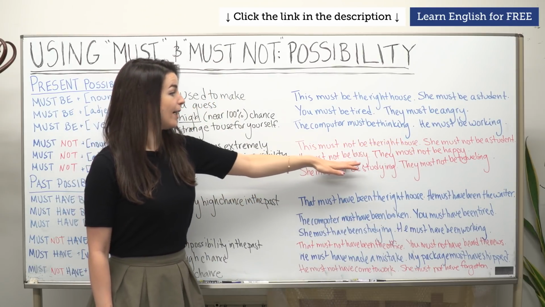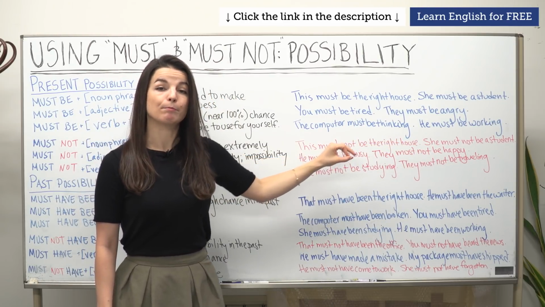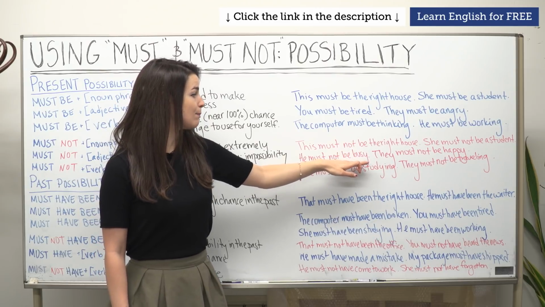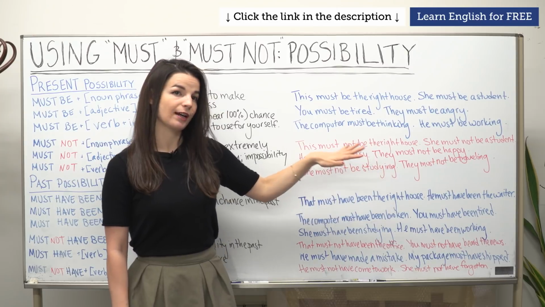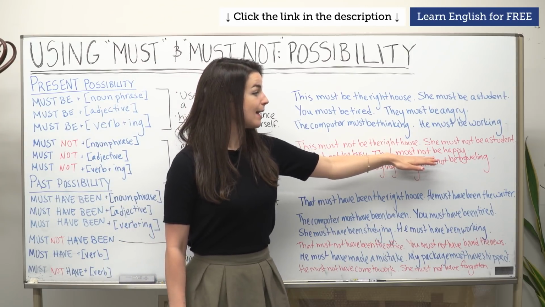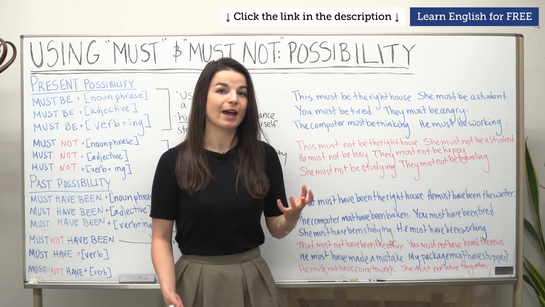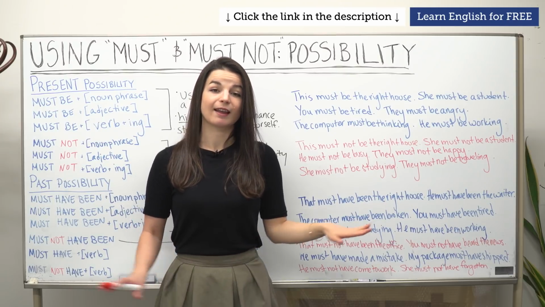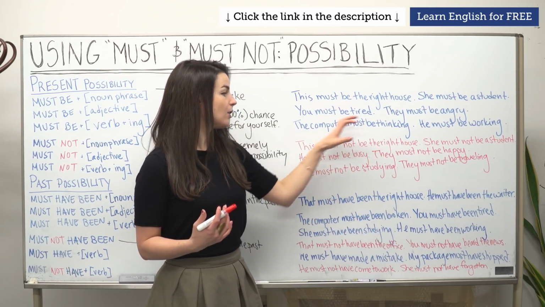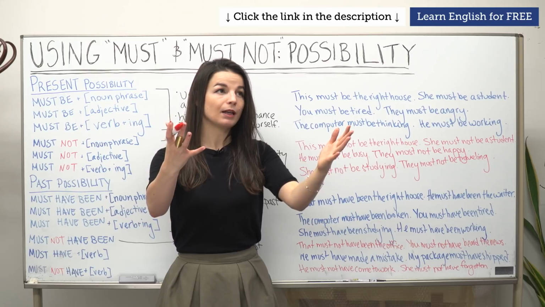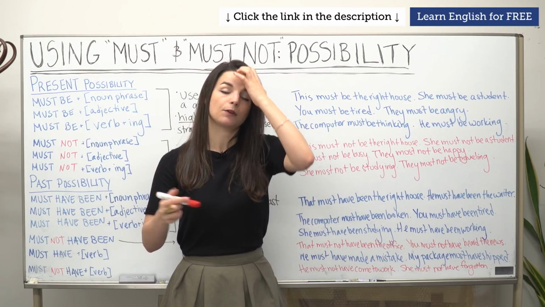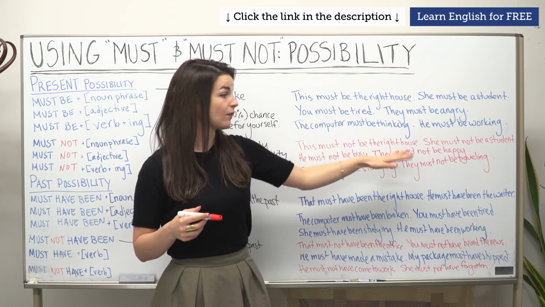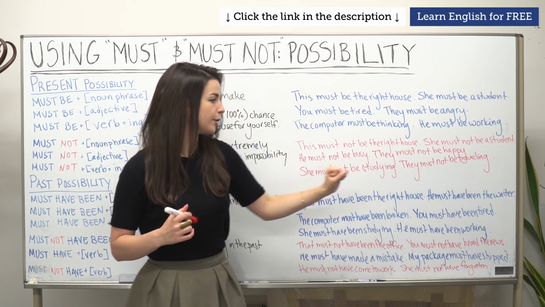Next one, with adjectives here. He must not be busy in this case. He must not be busy is my adjective. Low chance he is busy. Very low chance he is busy. They must not be happy. They must not be happy is a very low chance that they are happy. So again, these are all guesses based on some outside information, like a visual or some other hints you have. You're making a guess. In this case, a very low chance of something.